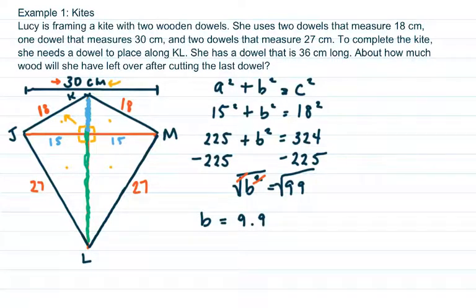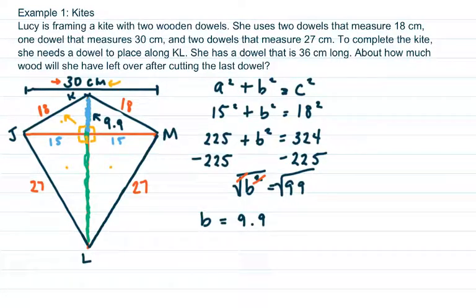Okay, so we found that part. So this part here, I'm going to make some space here. This is 9.9. I don't know if you guys can see that. That doesn't look very good. Try again. Okay, it's a little better. Okay, so we have that portion. So what I'm going to do is find the other side.